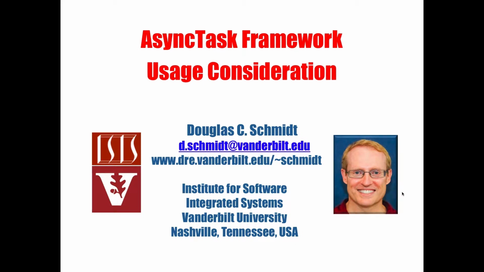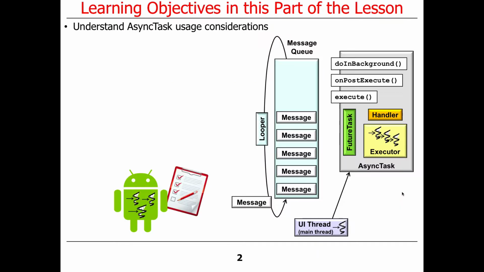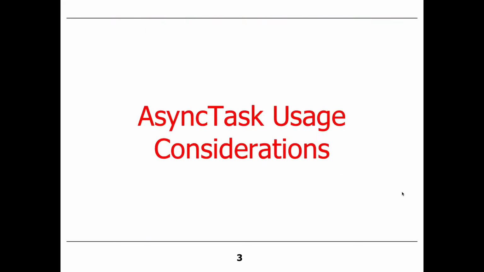So now that you've learned a bit what an async task class is, the framework that's used to implement it, the black box and white box dimensions or features in an async task framework, you saw a quick walkthrough of the implementation of the async task. Let's now go ahead and understand the usage considerations for an async task.